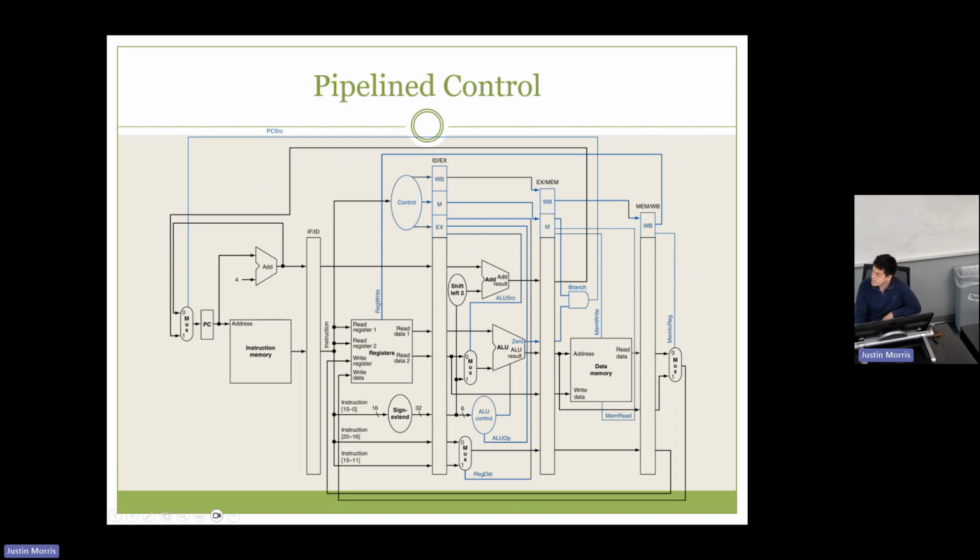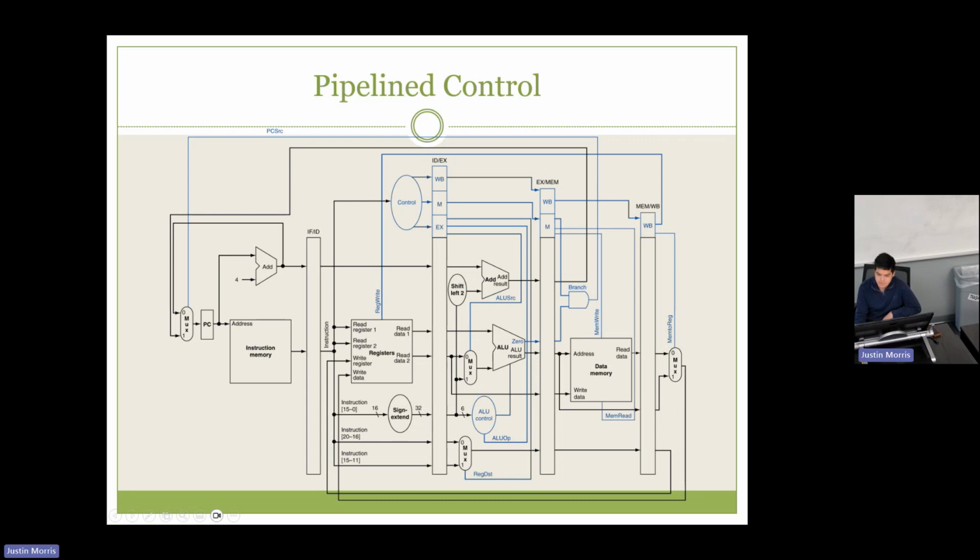So are we all good with this data path? It's very familiar, right? We went over each one of these stages, connected them all for a single cycle implementation. Now we're just adding these registers in between. We all understand that because we have these registers, once we fill up the pipeline, we have one instruction in write back, one instruction in memory, one instruction in execute, one instruction in decode, one instruction in fetch.